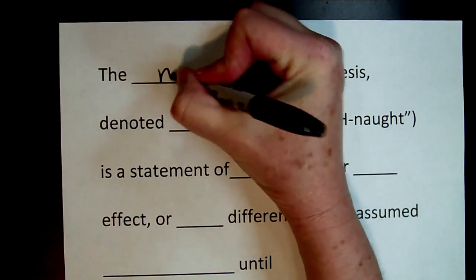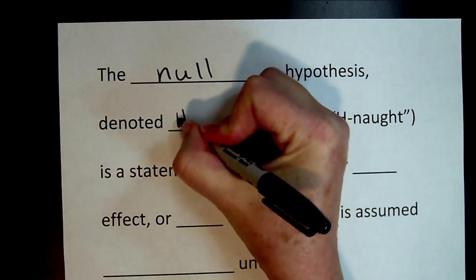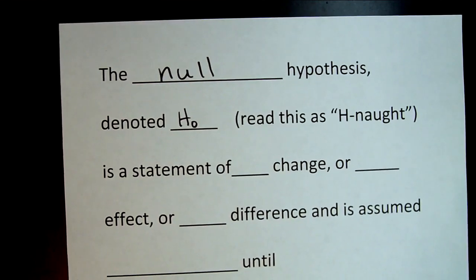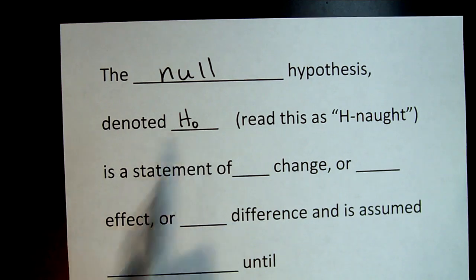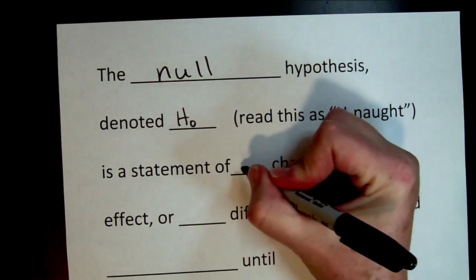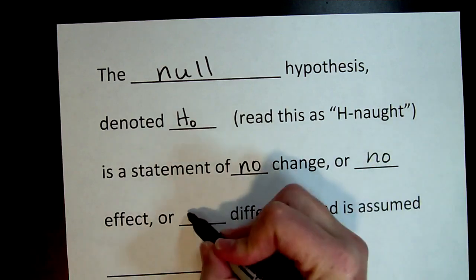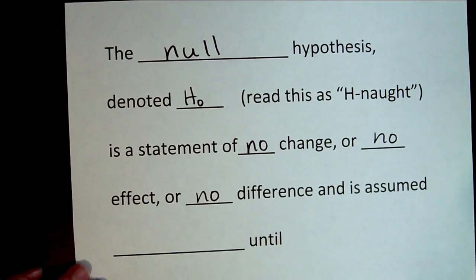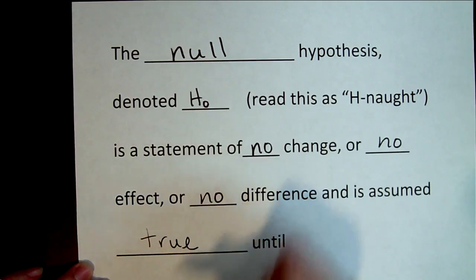The null hypothesis, which we're always going to denote H sub 0, and that's actually more conveniently read as H naught. So you'll hear me refer to this as both H sub 0, H naught, or just the null hypothesis. Anyway, it's a statement of no change or no effect or no difference. So it's a statement basically of the status quo. And it's assumed true, so it's our sort of starting assumption.